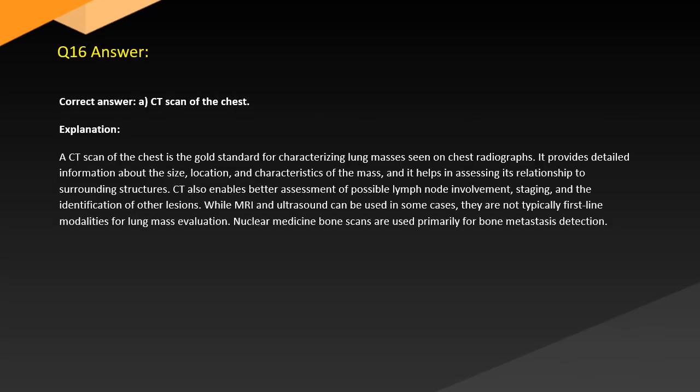Answer. Correct answer. A. CT scan of the chest. Explanation. CT of the chest is the gold standard for characterizing lung masses seen on chest radiographs. It provides detailed information about the size, location, and characteristics of the mass, and it helps in assessing its relationship to surrounding structures. CT also enables better assessment of possible lymph node involvement, staging, and the identification of other lesions.